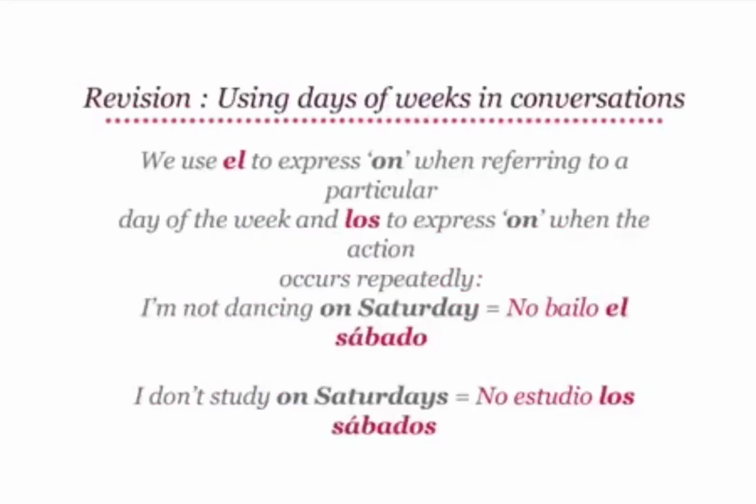Great! Do you remember that we use el to express on when referring to a particular day of the week, and los to express on when the action occurs repeatedly? For example, I'm not dancing on Saturday refers to a particular Saturday, so it gets translated to no bailo el sábado. And in the case of I don't study on Saturdays, it refers to all the Saturdays, so its translation becomes no estudio los sábados.